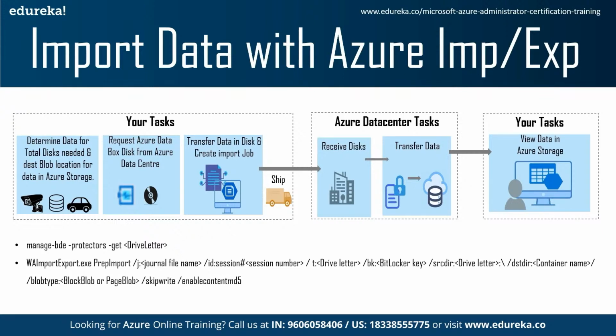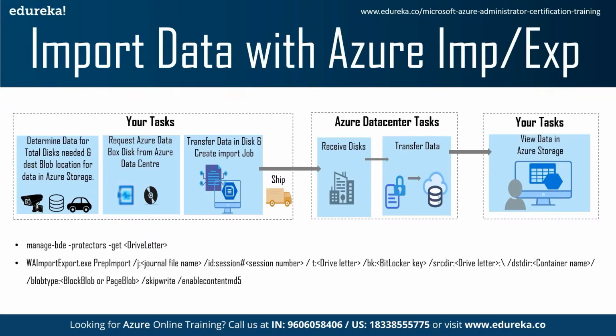Then use a supported carrier like DHL or FedEx to ship the drives to the Azure data center. The carrier provides a tracking number. You add this tracking number to the import job. Then you have to check the job status from the Azure data center. There will be certain tasks going on in the Azure data center and they will be updating you with the job status. So first, they will receive the disk at the Azure data center.